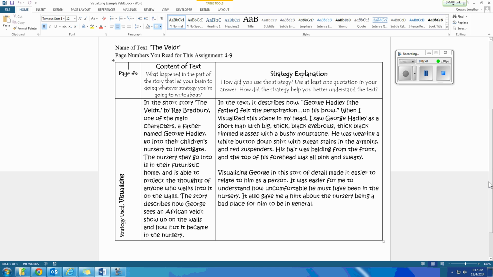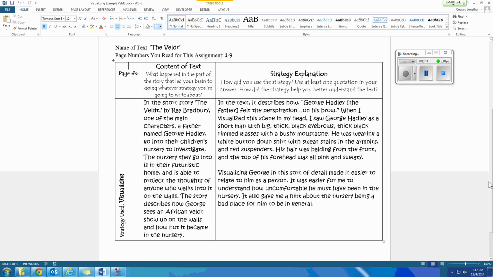So here's my example using The Veldt. I said, in the short story The Veldt by Ray Bradbury. So I start off with author, title, text type. One of the main characters, a father named George Hadley, goes into the children's nursery to investigate. The nursery, in their futuristic home, is able to project the thoughts of anyone who walks into it on the walls. So I had to explain all this stuff about the nursery because if I just said nursery, readers aren't going to know what that means.